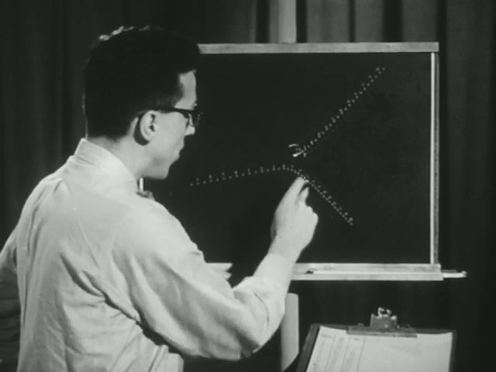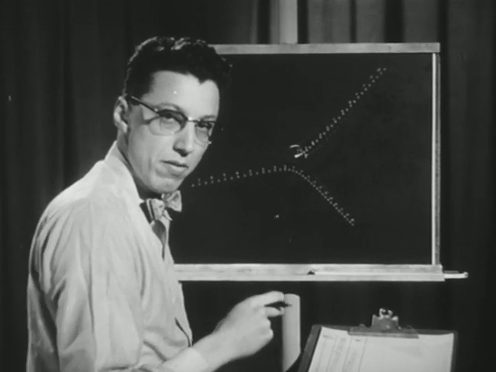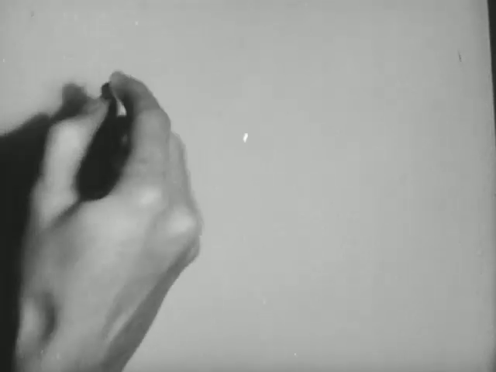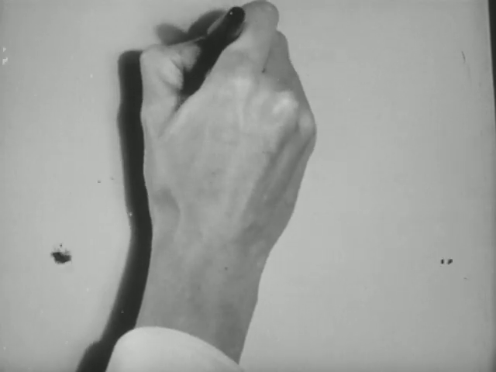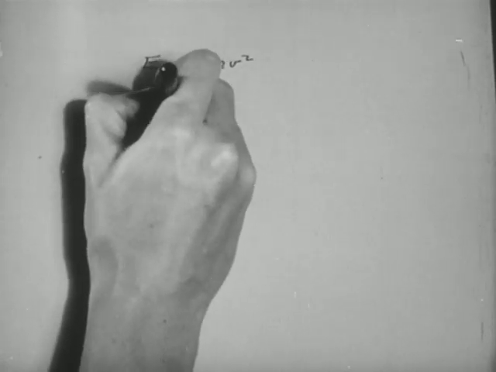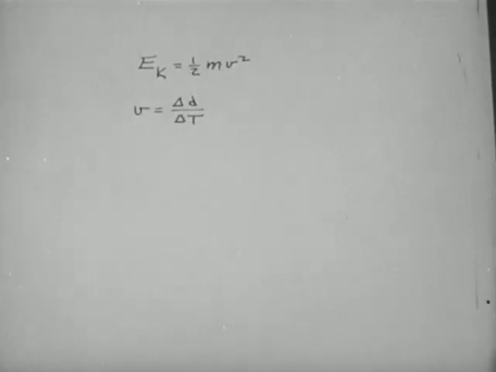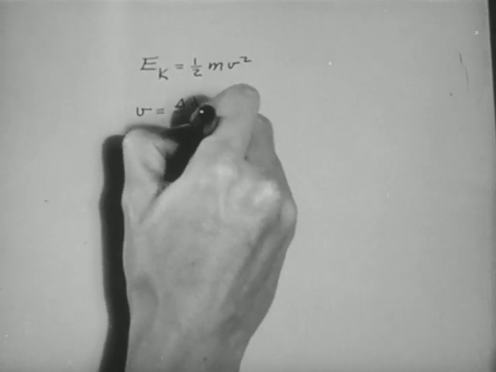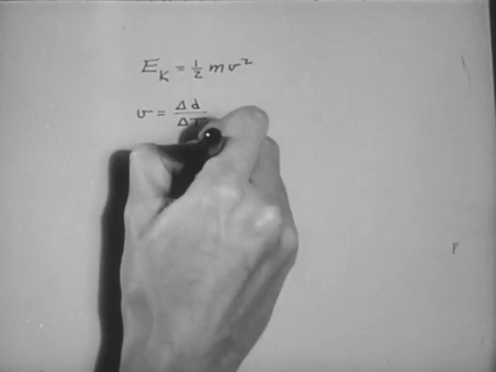Now, I have recorded all the distances moved by the pucks during the various time intervals. And now I must compute the kinetic energy for each puck. EK is equal to 1/2 mv squared. And the average velocity during each interval is delta D divided by delta T. The velocity squared is delta D squared divided by delta T squared.